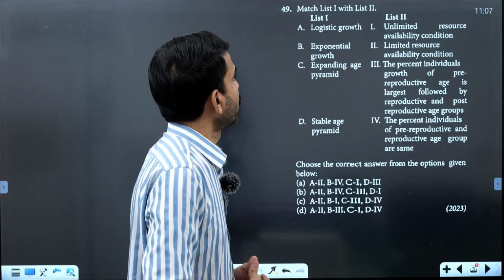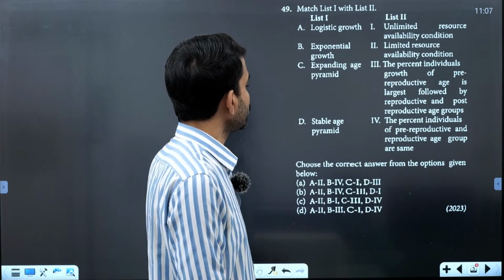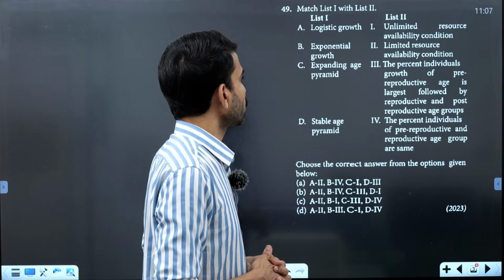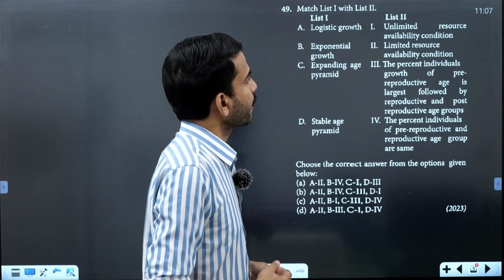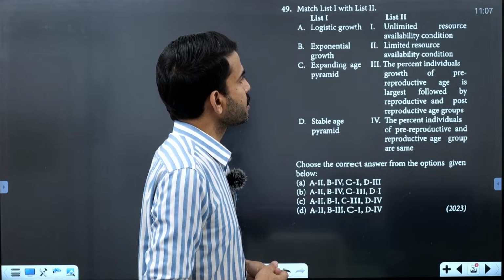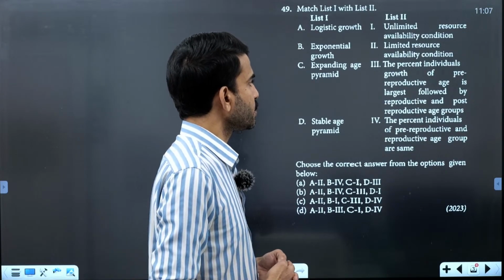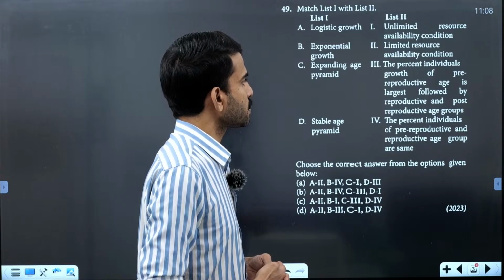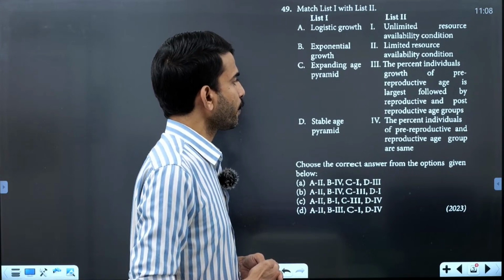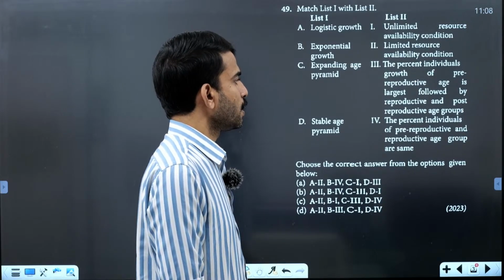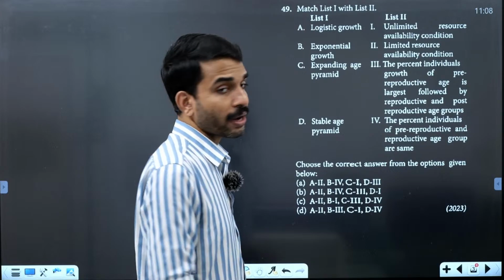Next one, we have 2 columns again. List 1: logistic growth, exponential growth, expanding age pyramid, and stable age pyramid. List 2: unlimited resource availability condition, limited resource availability condition, the percent individuals' growth of pre-reproductive age is largest, followed by reproductive and post-reproductive age groups, and the percent individuals of pre-reproductive and reproductive age group are same.